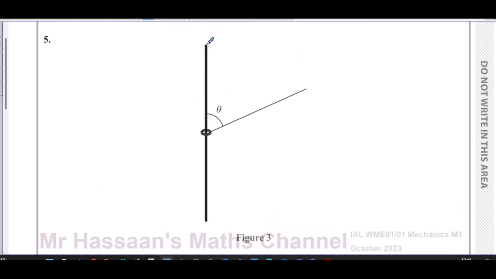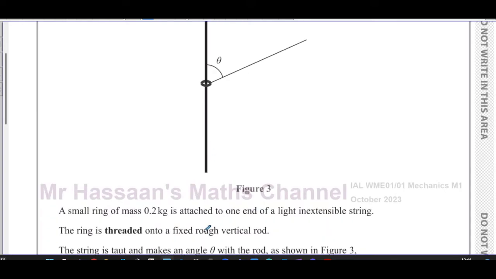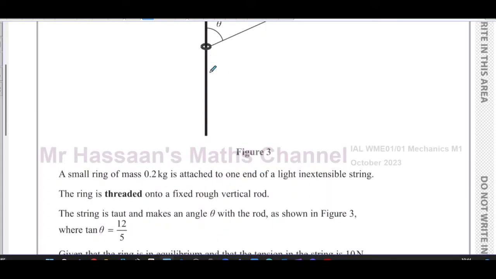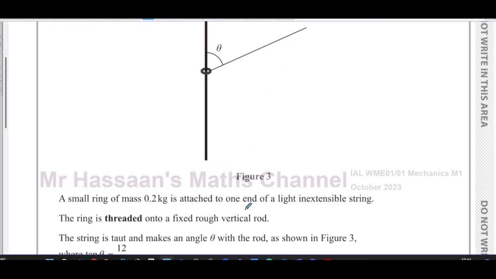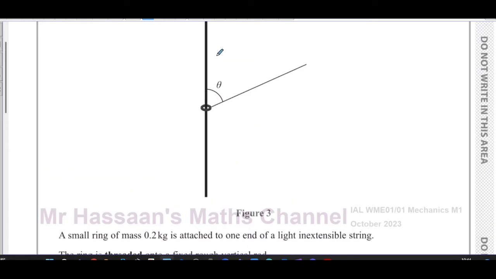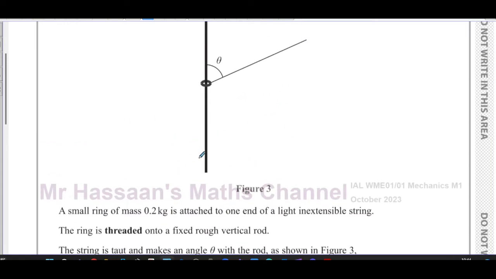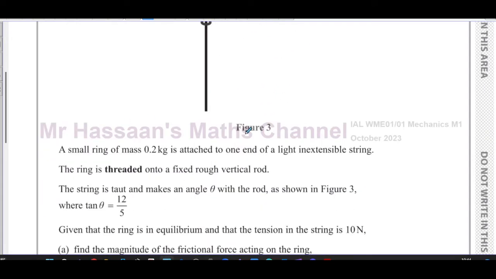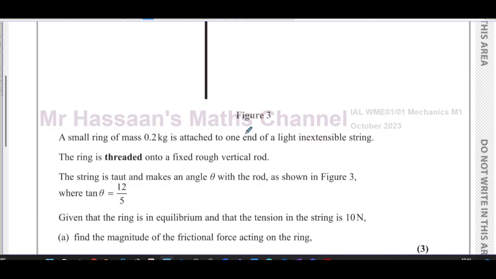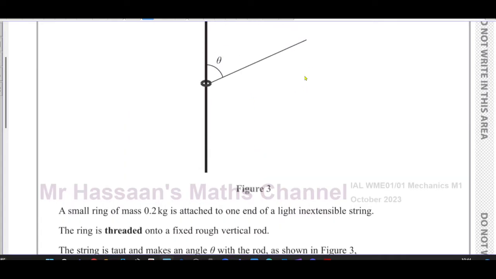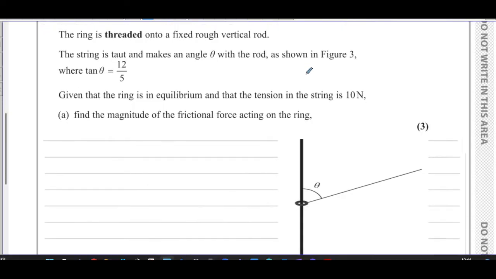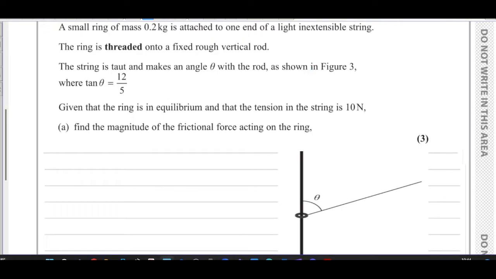The ring is threaded onto a fixed rough vertical rod. The string is taut and makes an angle of theta with the rod, as shown in the diagram, where tan theta is 12/5. Given that the ring is in equilibrium and the tension in the string is 10 newtons, find the magnitude of the frictional force acting on the ring.